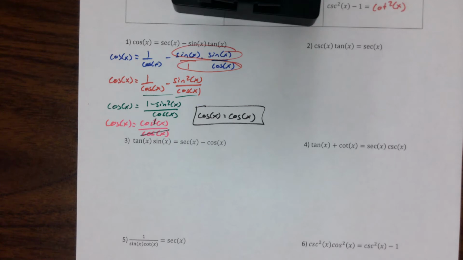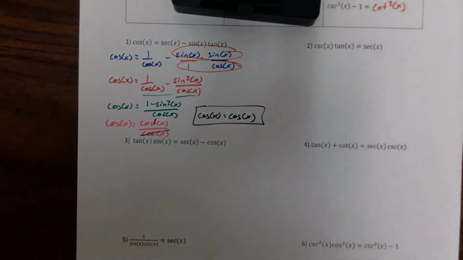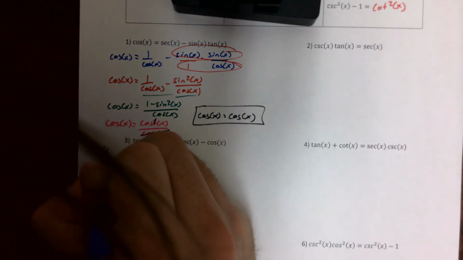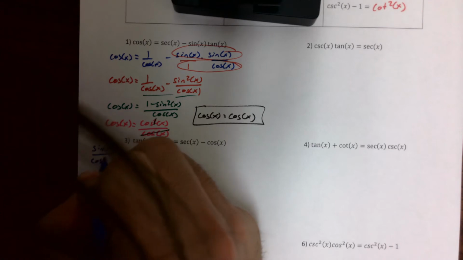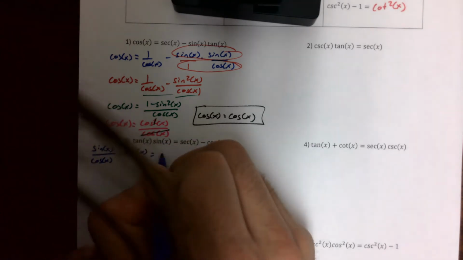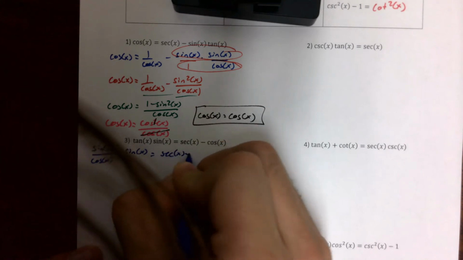Looking at number 3 now. You can kind of go either one. I am going to choose to start working on the left-hand side this time. Again, I like to personally just turn everything to sines and cosines. So I'm going to turn tangent into sine of x over cosine of x times sine of x. And that's going to equal secant of x minus cosine of x.